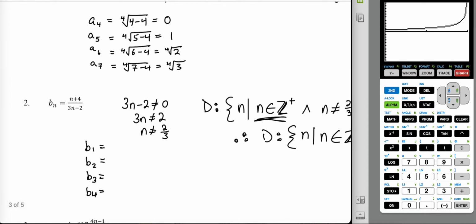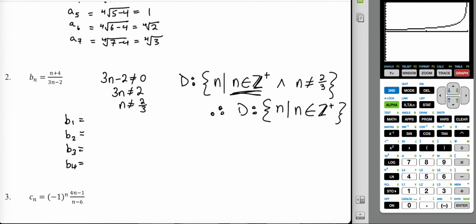So 1 plus 4 is 5. 3 times 1 is 3, minus 2 is 1, so just a 5. 2 plus 4 is 6. 3 times 2 is 6, minus 2 is 4, so 3/2. Then 7: 3 times 3 is 9, minus 2 is 7. And 16 over 12 minus 2 is 10. So we're talking 8, I almost said 5/8, so 8/5.